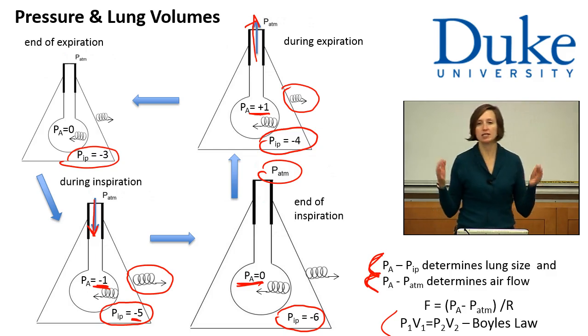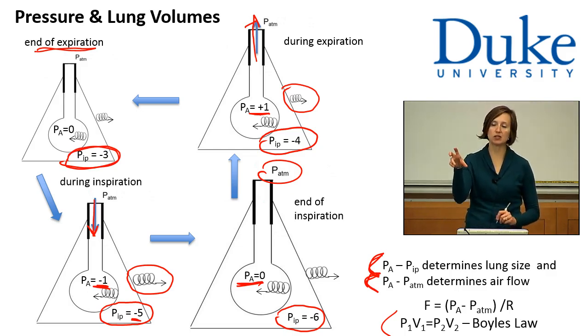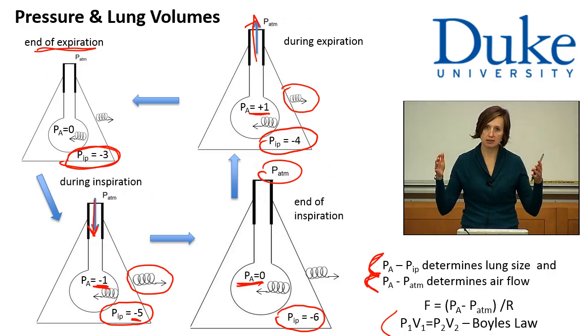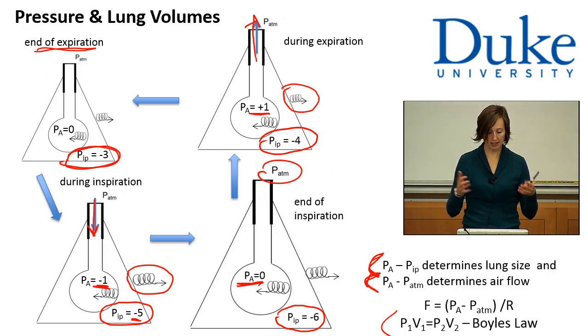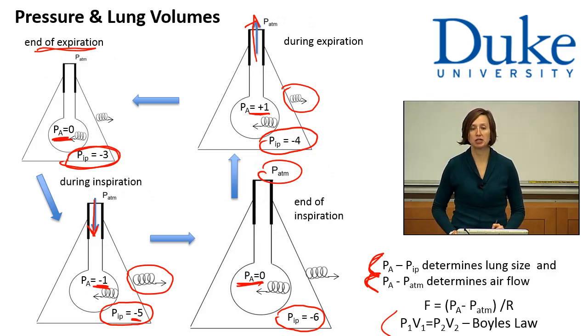That's going to continue to happen till we get to the end of expiration, where now we're back to where we started from. Our intrapleural pressure is negative, but not that negative, so our lung size is not that large, and we've had time for equilibration so that our alveolar pressure is 0.